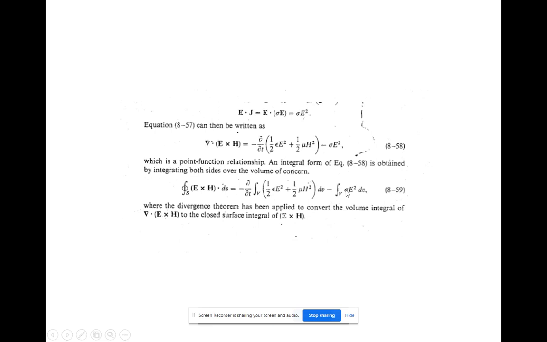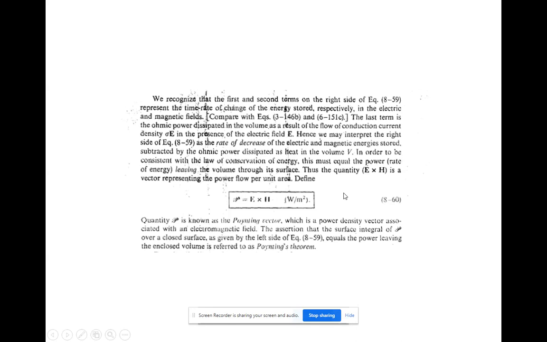So the last term is sigma E. Sigma E is nothing but the electric field intensity with respect to your conduction current J. Hence we may interpret the right side of the equation as the rate of decrease of electric and magnetic energy stored, which will be subtracted by the ohmic power dissipated as heat in the volume.